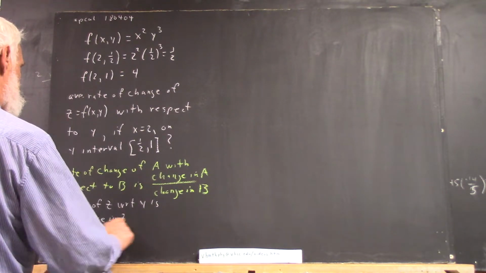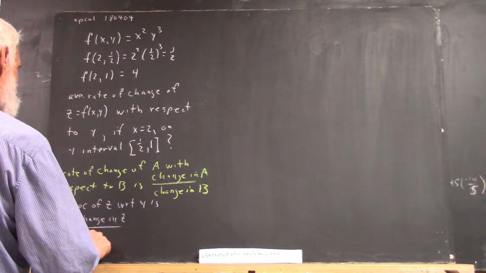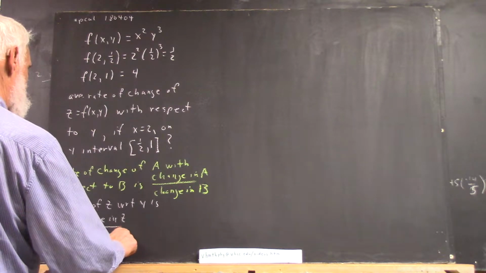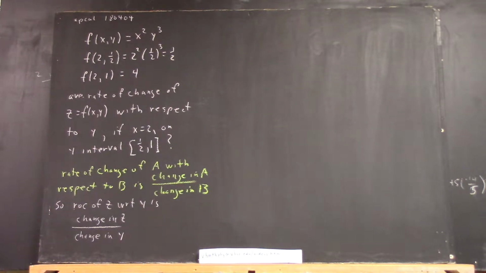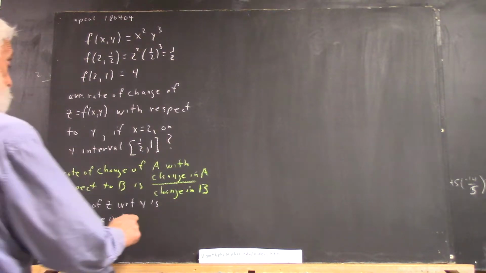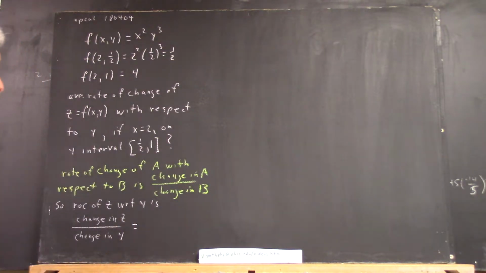change in z divided by change in y, right? Okay. And the change in z is what? It's f of x and y.